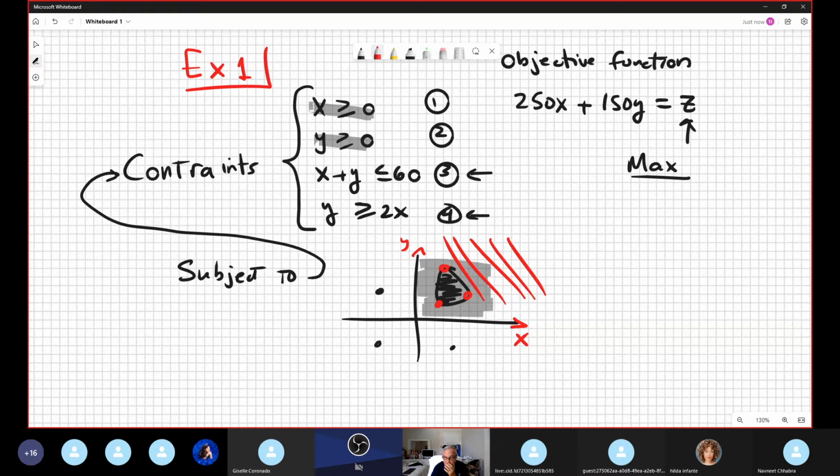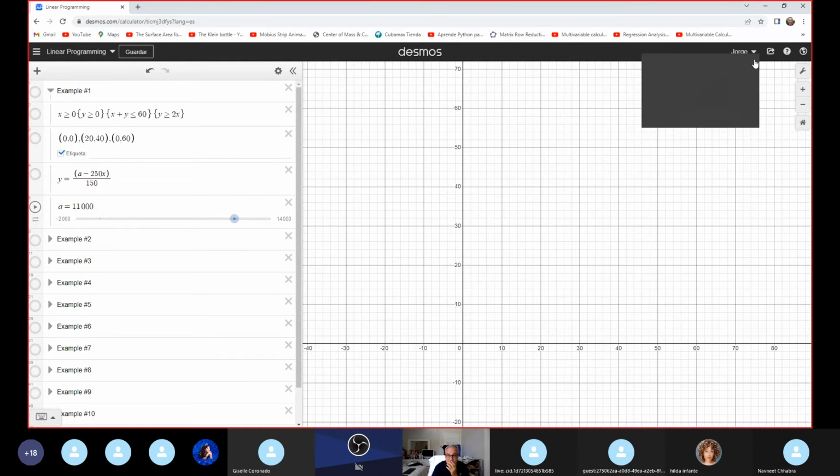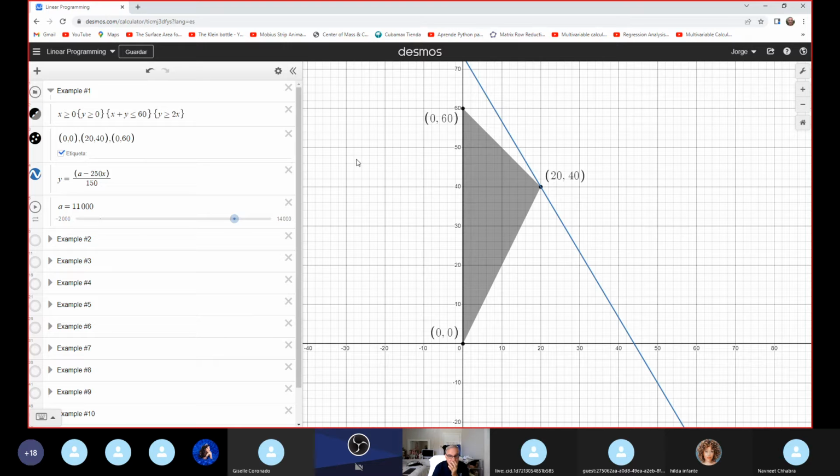Okay, let me share the screen. Do you see that? Okay, cool. So now remember we have four inequalities. I determine the intersection of these lines, and in this case they form a triangle. The triangle has one corner at 0,0, another corner at 20,40, and another at 0,60.